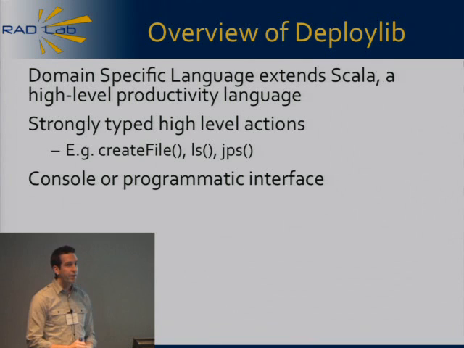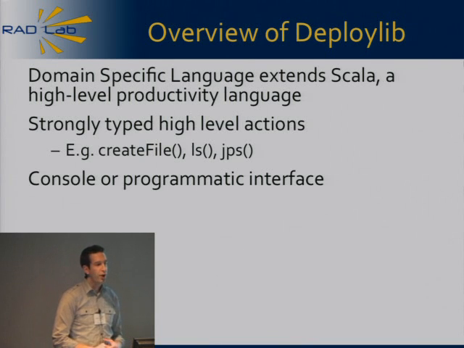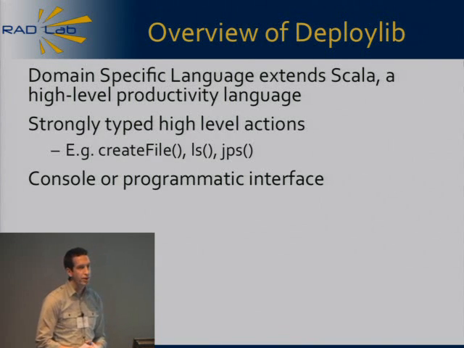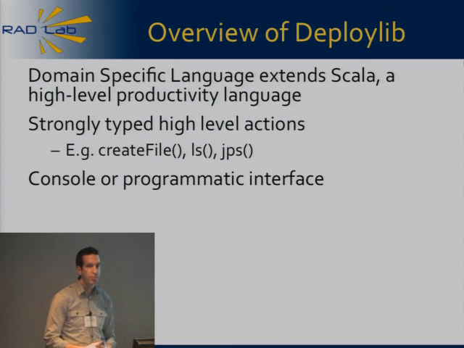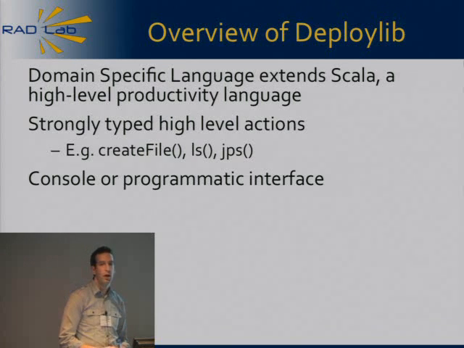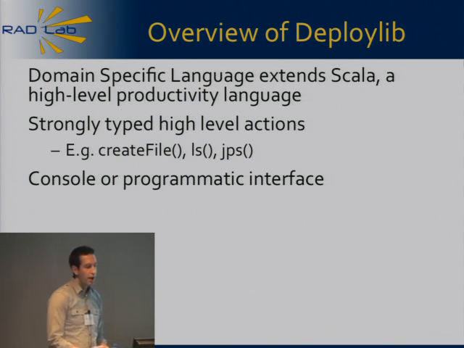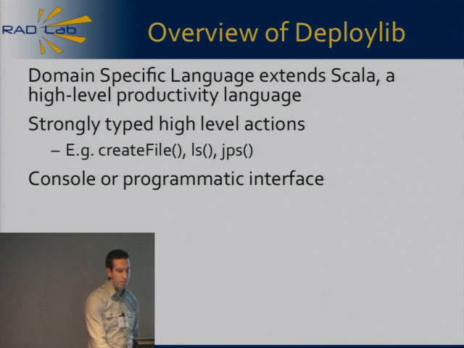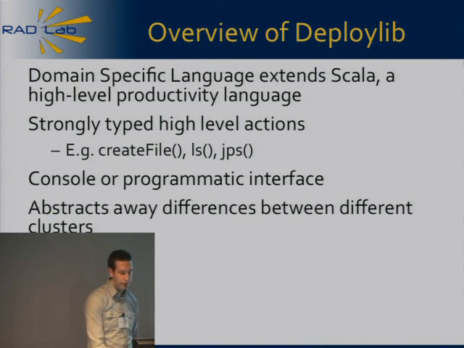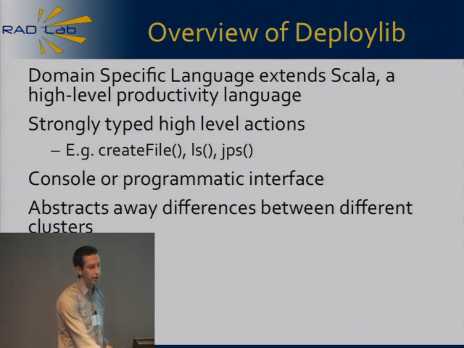You can access the data center programmatically, which, with one of the visions of the RAD Lab being machine learning algorithms to do a lot of the data center control, was an important thing to us. And you can also drop into a console at any time and use tab completion and whatever you like in the Scala console to access the same objects.